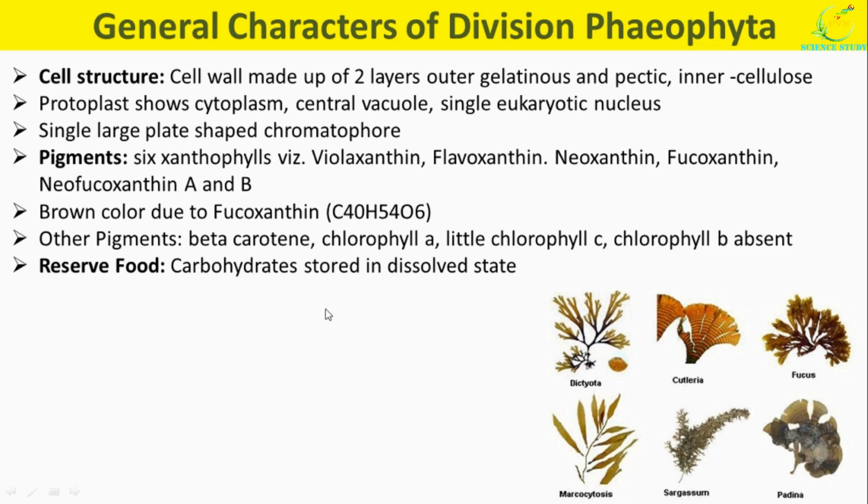Regarding reserve food material, it is in the form of carbohydrates. All reserve carbohydrates are stored in the dissolved state. The carbohydrates are in the form of a small amount of simple reducing sugars, probably dextrose. The other chief carbohydrate reserve is laminarin. As well as in some species, the reserve carbohydrate is mannitol. Starch is absent.